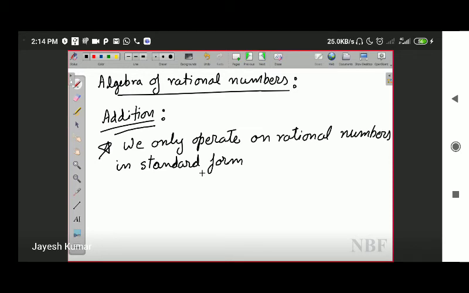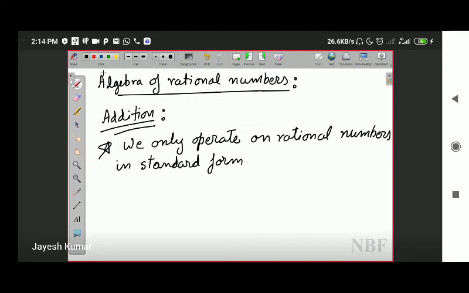The case of addition or subtraction is the same. For addition and subtraction, first of all, we observe the denominators of the given rational numbers. Based on the denominator, we have two types of cases.